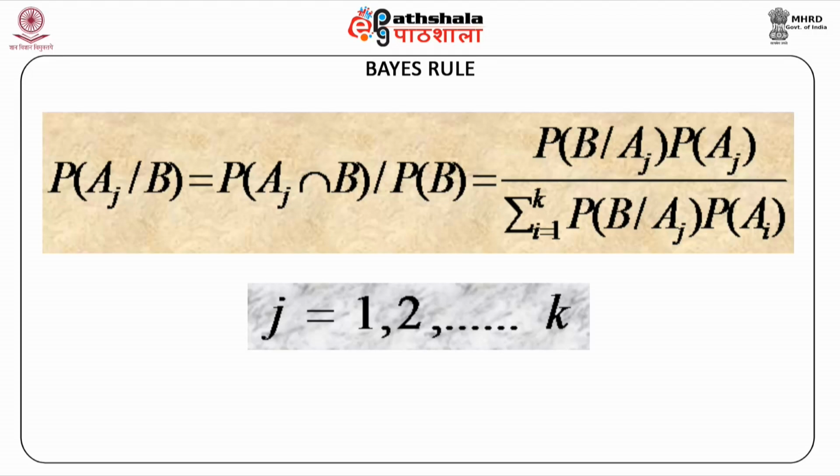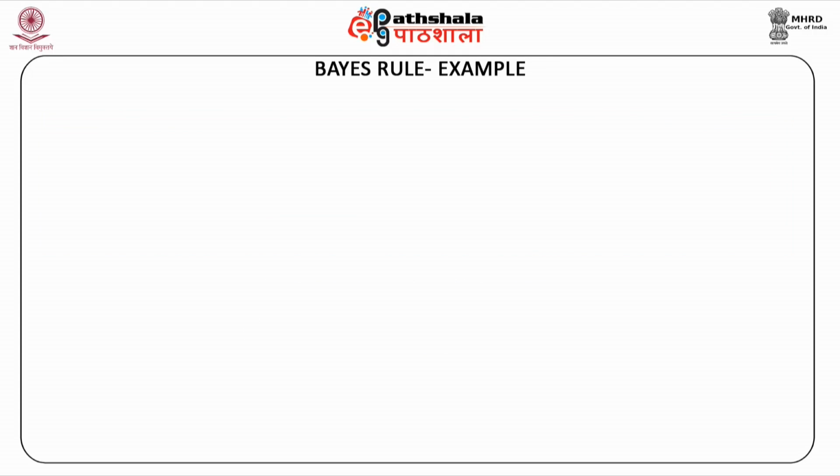It can be seen as a way of understanding how the probability that a theory is true is affected by a new piece of evidence. In other words, Bayes' rule can be applied practically in those situations in which an event can occur only as a consequence of the occurrence of one of the several mutually exclusive and exhaustive outcomes. Let us now understand Bayes' rule with the help of an example.